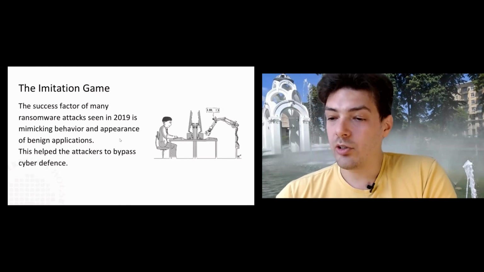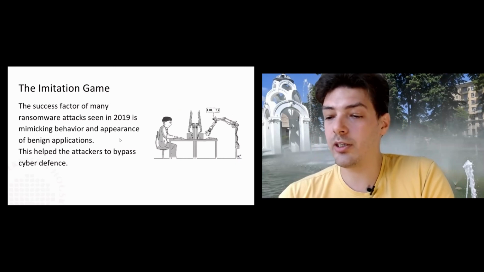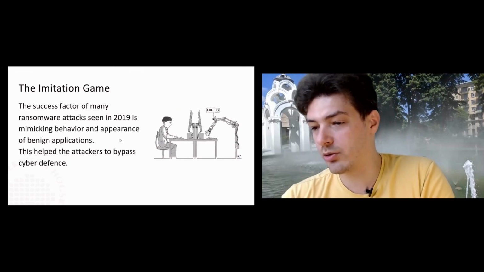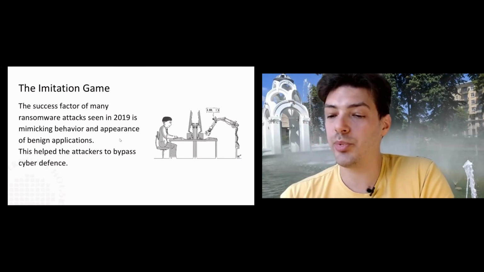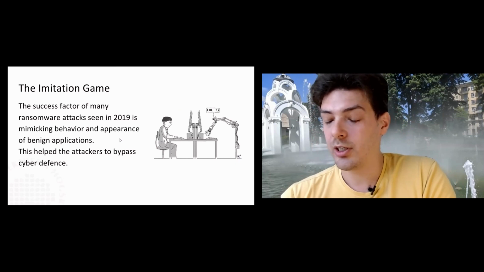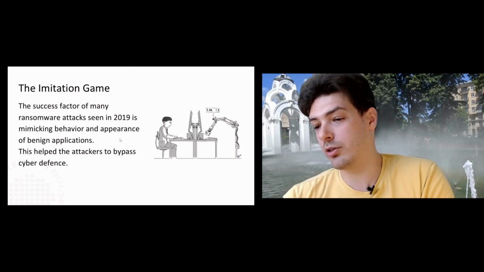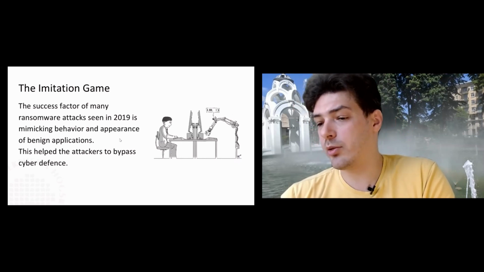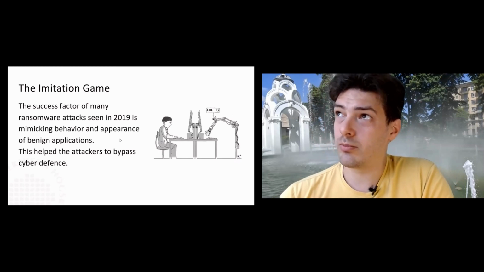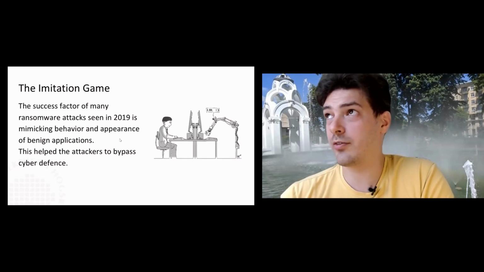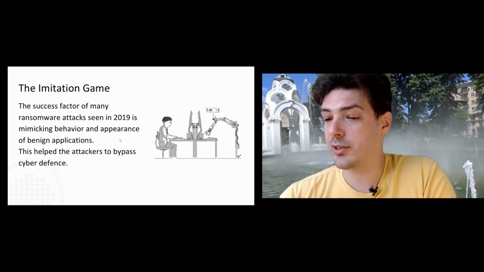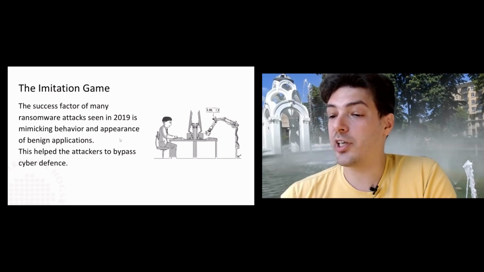So in conclusion, I would like to state that the success factor of many ransomware attacks seen in 2019 as well as 2020 is mimicking the behavior and appearance of benign applications. I mean, using digital certificates, and imitating the normal behavior of users regarding file modifications, and so on. And this helps the attackers to bypass cyber defense. So I call it the imitation game.